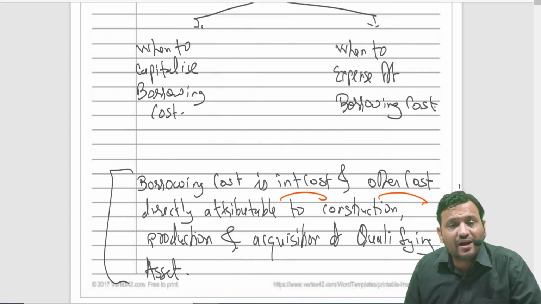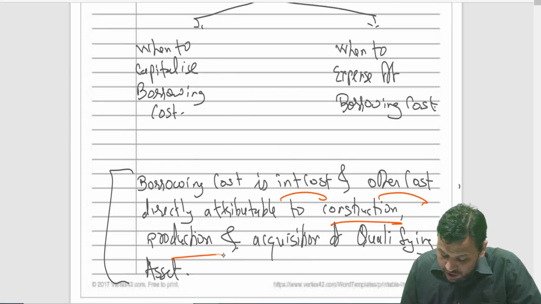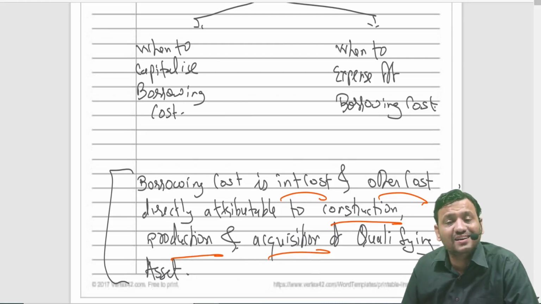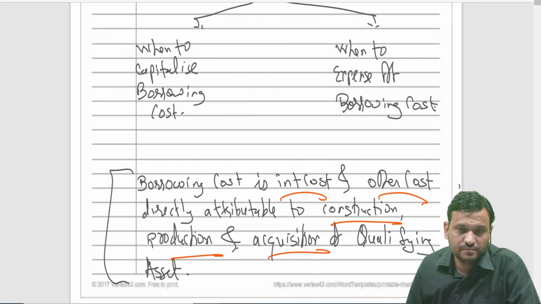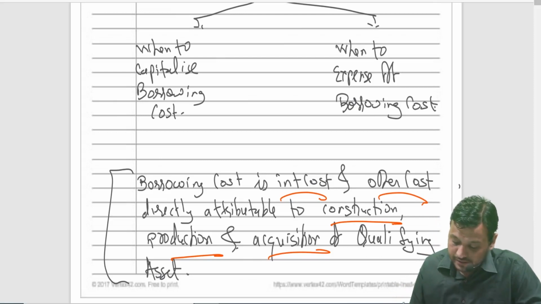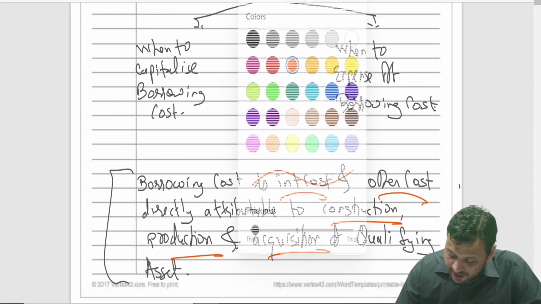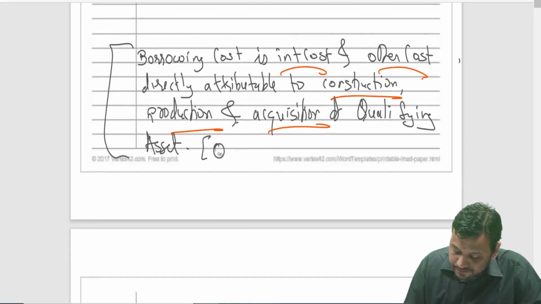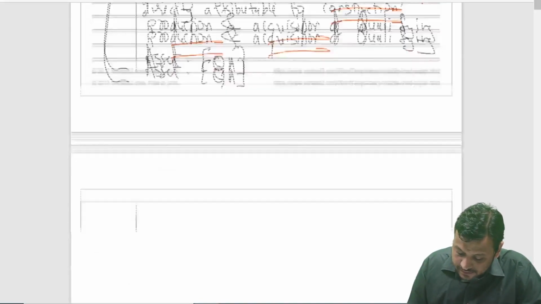These have been incurred. Why? They are directly attributable to why? Construction, production, and acquisition. Three things. They are attributable to construction or production, or you are acquiring which asset? A qualifying asset. So obviously question arises, what do you mean by a qualifying asset? I'll just use the word QA now for qualifying asset.